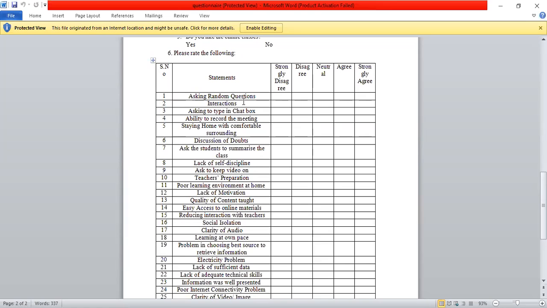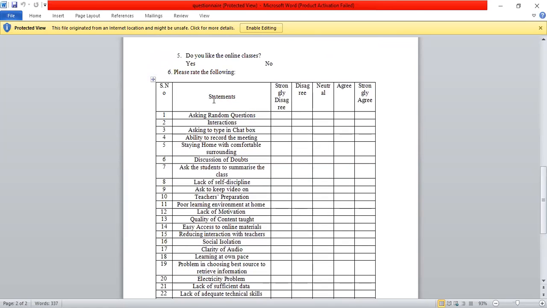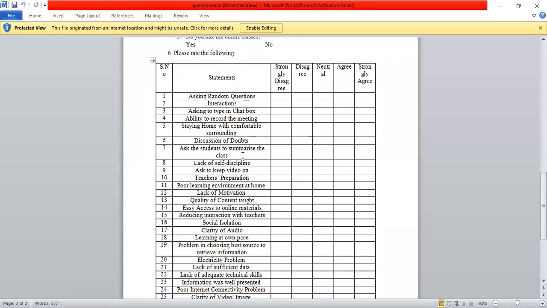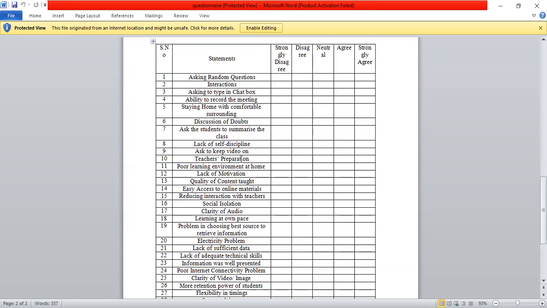I have framed 30 statements where I ask students whether they strongly disagree to strongly agree. They have to rate these statements as per their thinking: whether they strongly disagree, disagree, are neutral, agree, or strongly agree with the statement. This is a type of exploratory research where I have actually seen a number of statements.